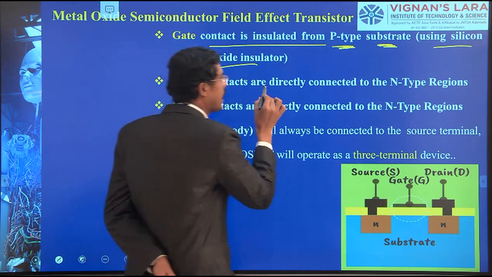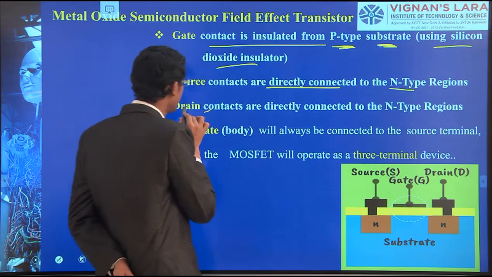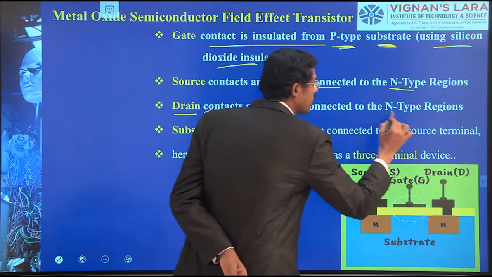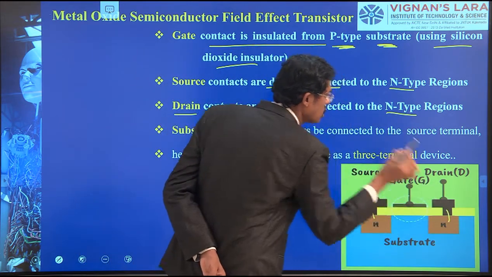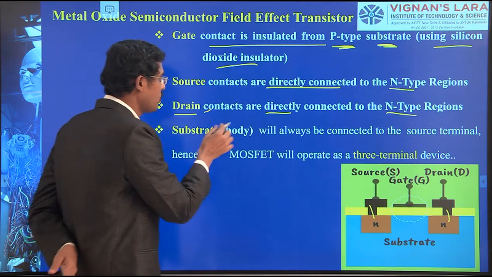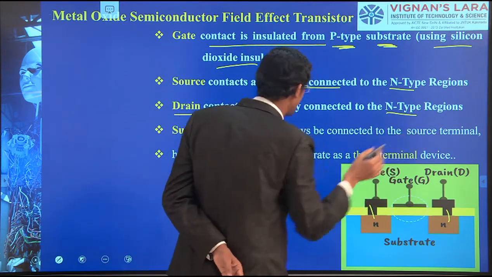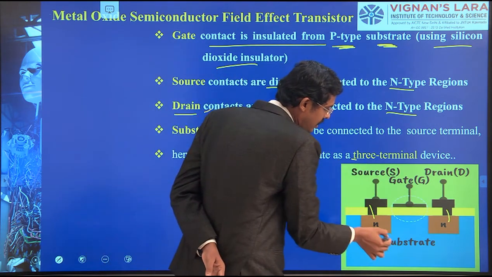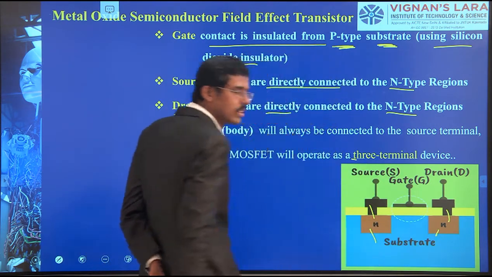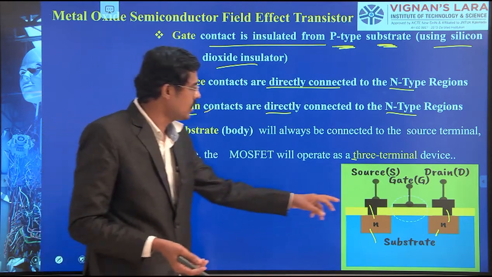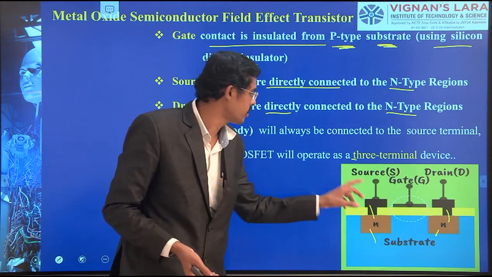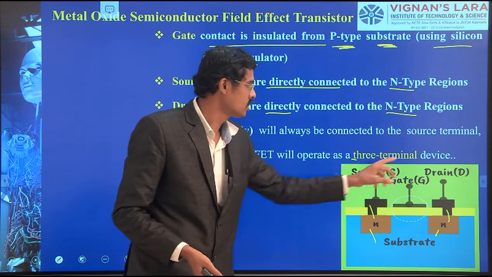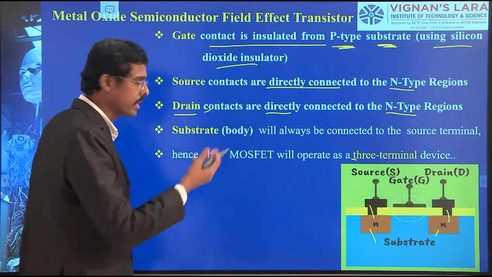The source contact is directly in contact with the N-type region. Again, the drain contact is directly in contact with the N-type region. These two are in connection. The substrate will always be connected to the source terminal. Hence, the MOSFET is operated through three terminals. We are not considering the substrate, so we name it a three-terminal device: source, drain, and gate. Okay. Likewise, we consider.